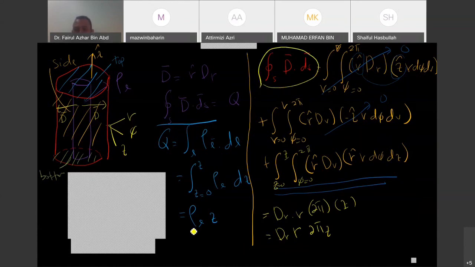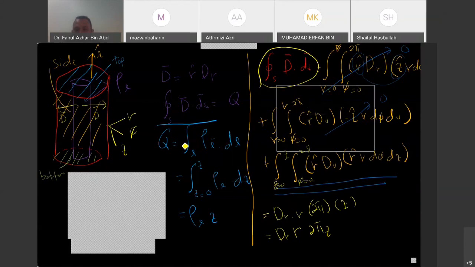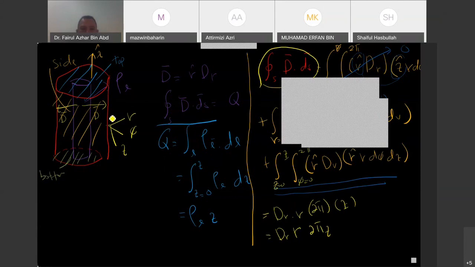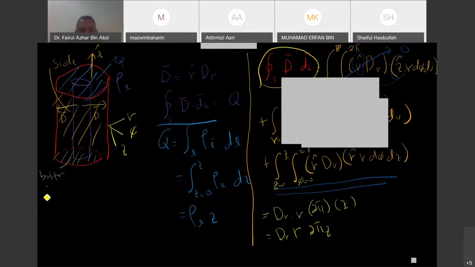So finally, because we have the closed surface integration of vector D dot dS equal to Q, we will have D_r r 2 pi z is equal to rho_l z. Then the solution for D_r is equal to rho_l divided by 2 pi r.